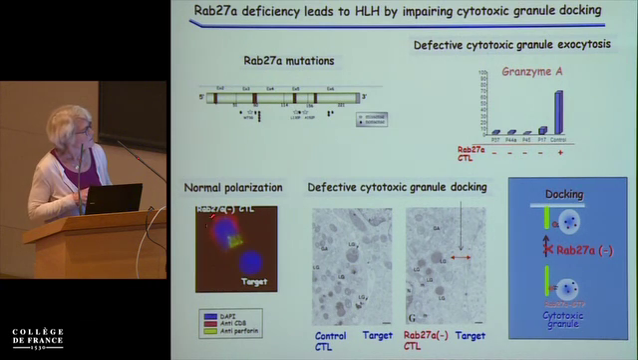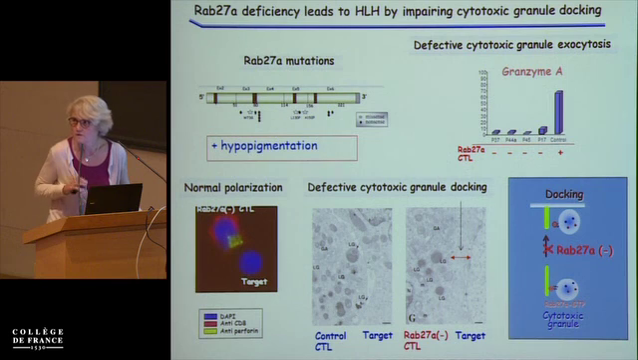But when this complex is analyzed at the electron microscopic level, it appears that although polarized, these lytic granules seem unable to reach the plasma membrane at the immunological synapse between cytotoxic cells and target cells, remaining at a certain distance, in contrast to lytic granules in control cytotoxic cells conjugated to the target cells. This allowed us to propose that RAB27A is required for the terminal transport or docking of cytotoxic granules at the immunological synapse.